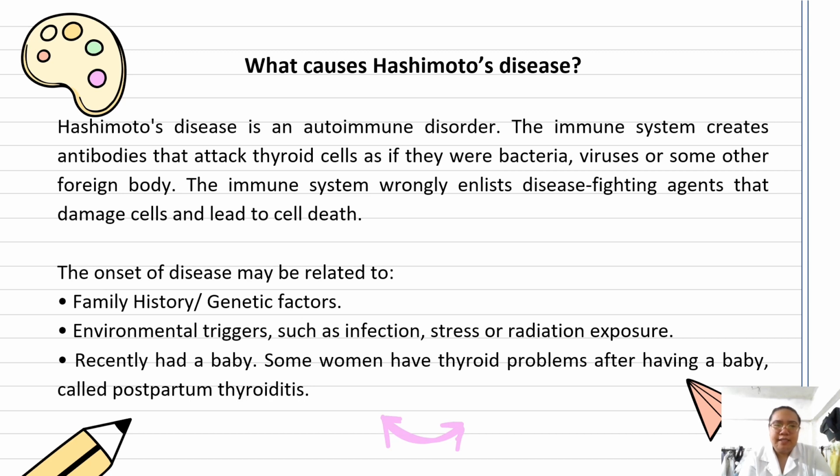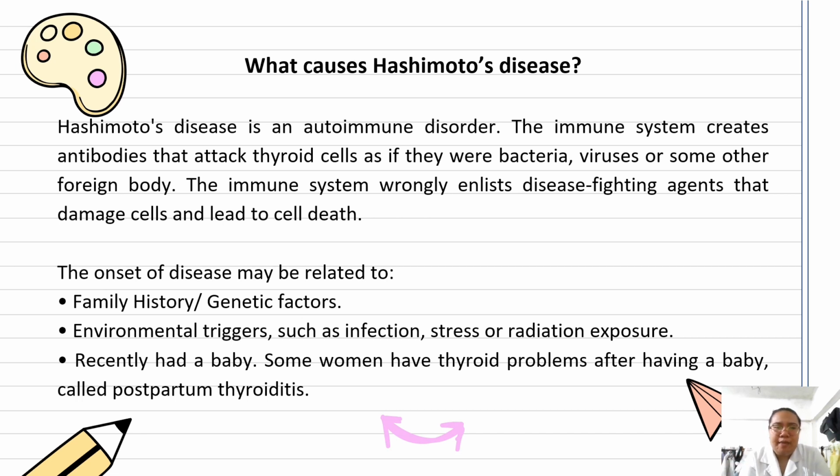What causes the immune system to attack the thyroid cells is really not clear, but the onset of disease may be related to the following etiologies. First, we have the family history or genetic factors. Hashimoto's disease may run in families. The next is environmental triggers such as infection, stress, or radiation exposure. And lastly is when a mother recently had a baby. Although anyone can develop Hashimoto's disease, it's most common among middle-aged women than in men.